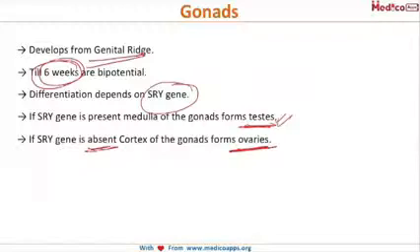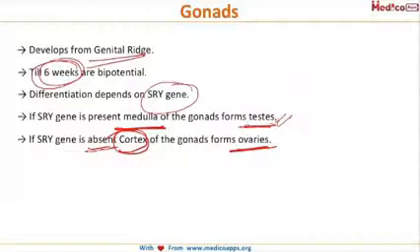And now from where do these testes form? They form from the medulla of the gonads. And the ovaries, if they have to develop, they develop from the cortex of the gonads. Now how do you remember this? Cortex is the outer tough part. So you remember it that the outer tough part forms the female. So the cortex forms the ovaries, and the medulla, the inner part, forms the testes.